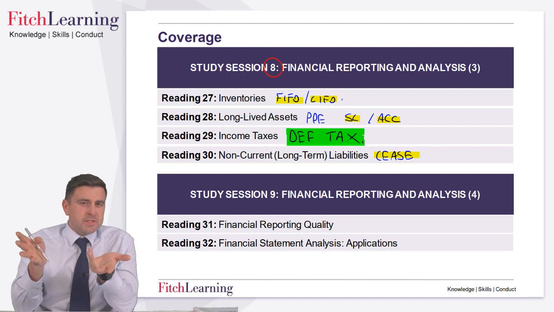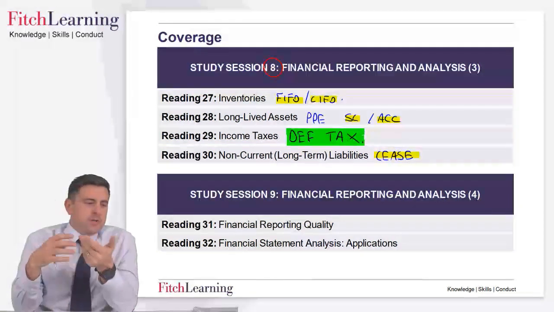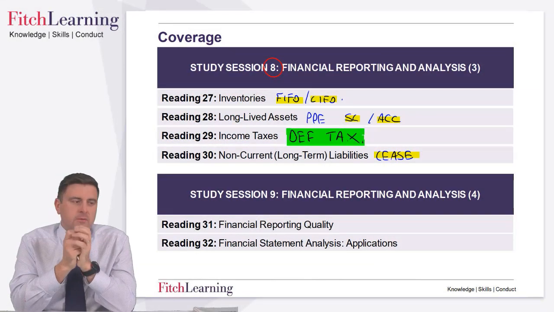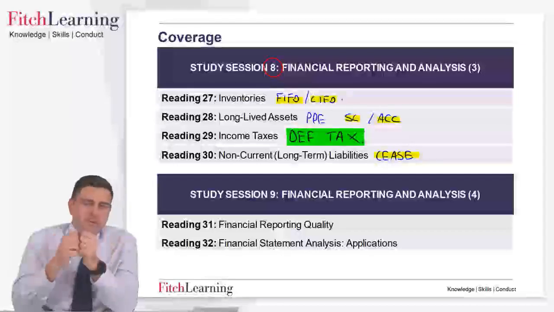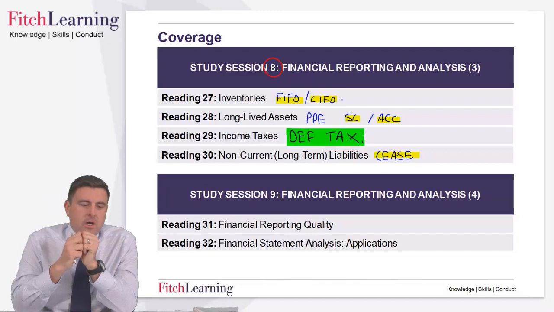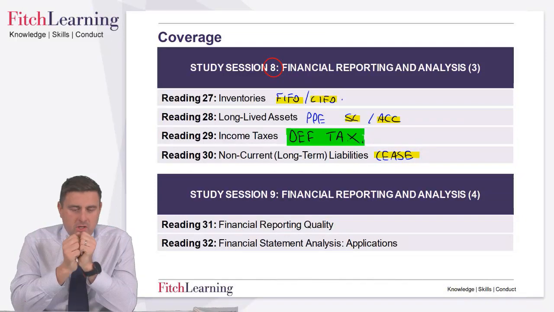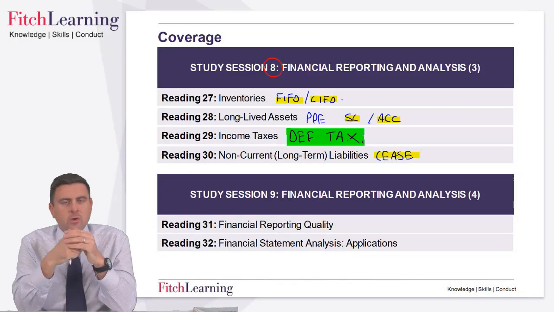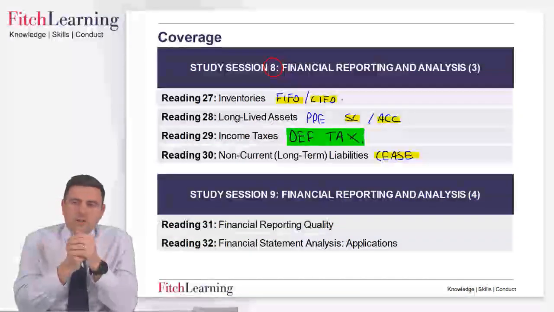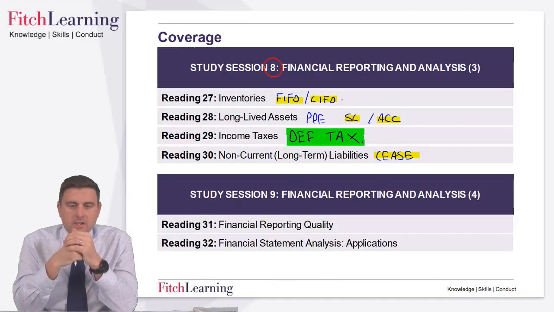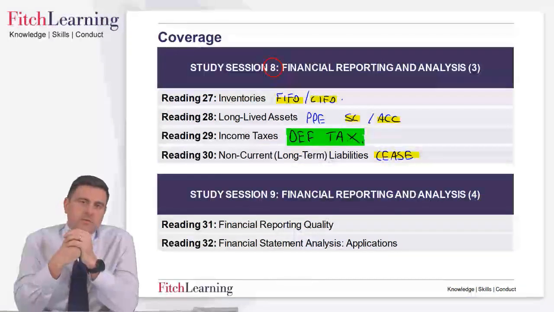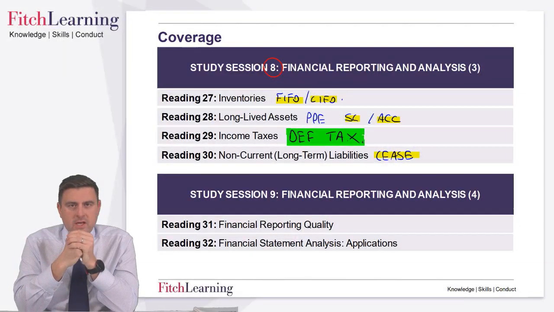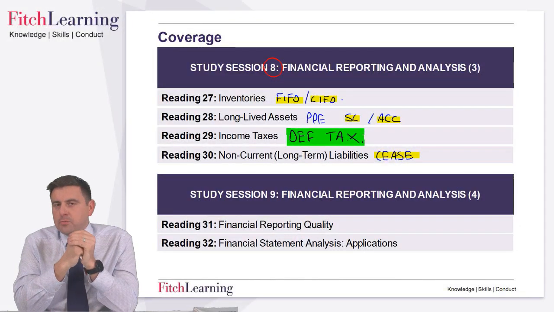So in study session 8 in particular, management might have choices to make about what accounting policies they choose, and that can help boost profits now. They can be quite aggressive in the way they show their practices, or they could be quite conservative. So there's a lot of discussion about earnings quality, some of the choices that managers make, whether legal or illegal, which is dealt with in the major bulk of 9, which is reading 31, financial reporting quality.